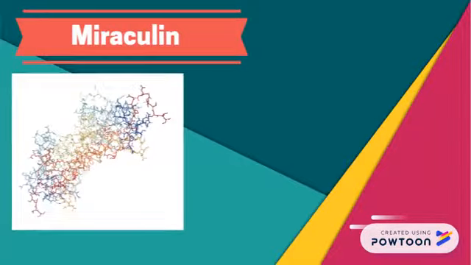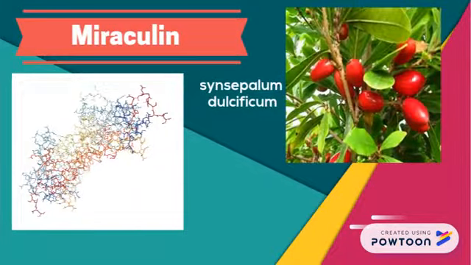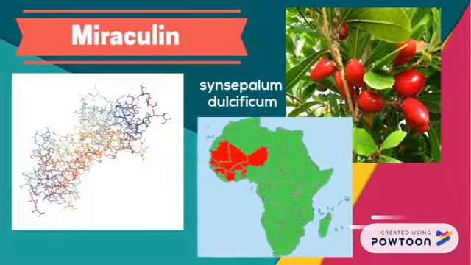Miraculin is a glycoprotein derived from the fruit Synsepalum dulcificum. It is commonly known as the miracle fruit. This fruit is an evergreen plant that grows red berries, and it is native to West Africa.